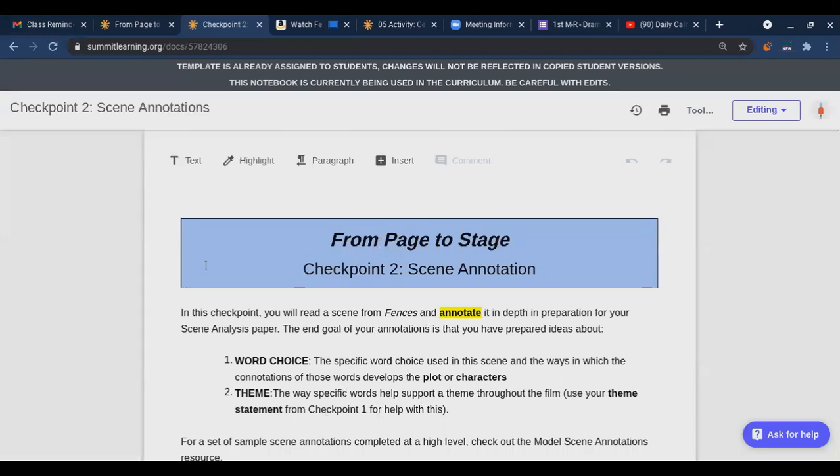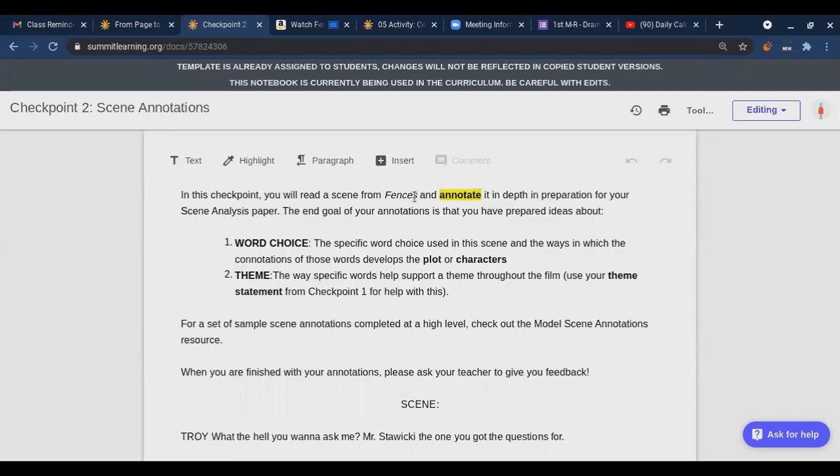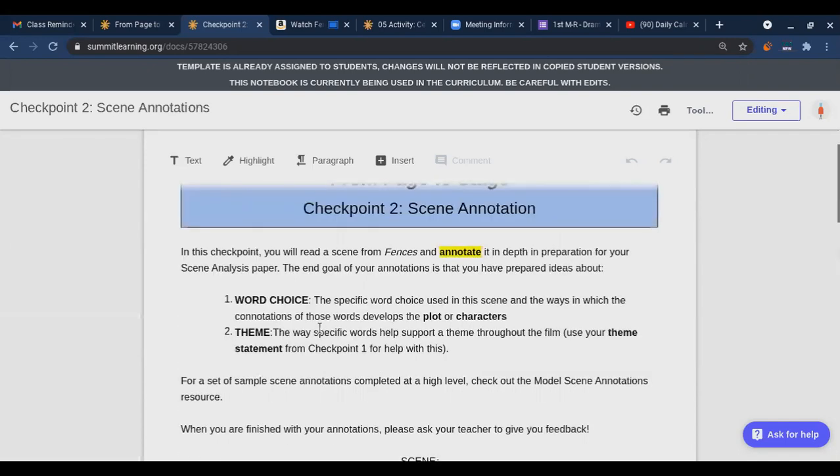It says in this checkpoint, you will read a scene from Fences and annotate it in depth in preparation for your scene analysis paper, which is going to be our final product. The end goal of your annotations is that you have prepared ideas about word choice, and we can define what word choice is here. Specific word choice using this scene and the ways in which the connotations of those words develop the plot or characters and also the themes. The way specific words help support a theme throughout the film. I gave you a little hint here to use your theme statement from checkpoint 1 to help you identify what some of those themes are that I want to look for here.